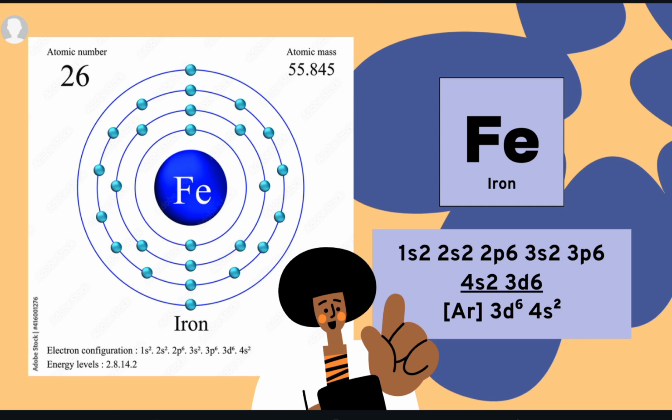Next, iron has an atomic structure of a central nucleus and four shells. Its electron configuration is 1s2, 2s2, 2p6, 3s2, 3p6, 4s2, 3d6. 4s2 and 3d6 are underlined to show that they are iron's 8 valence electrons. However, only 2 valence electrons are involved in the bonding in potassium ferrocyanide.